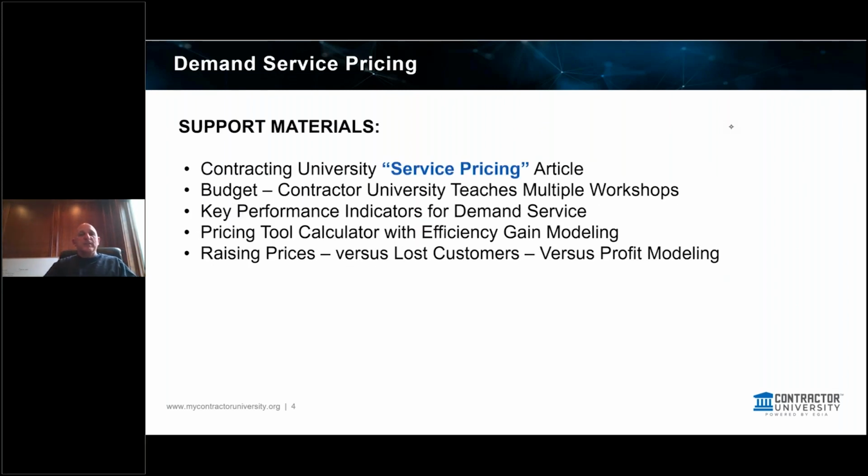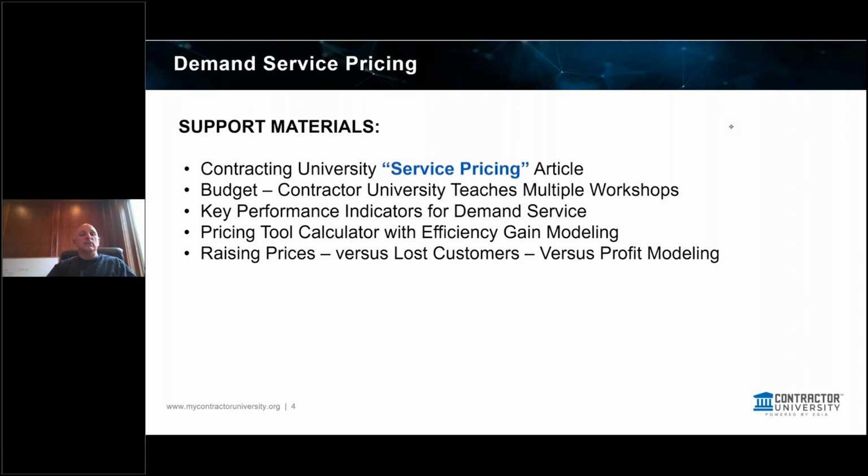So let's talk about support materials. Again, if you're willing to step up and join and do the free trial, we'll give you an article on service pricing, which is going to be a recap of pretty much everything we're going to go through today. The budget tool that we use to break down revenues, cost of goods sold, GP and overhead, and obviously profit relative to each department. The key performance indicators for the demand service, but also all the other departments.